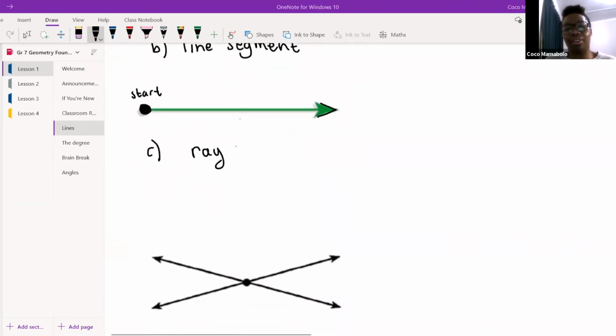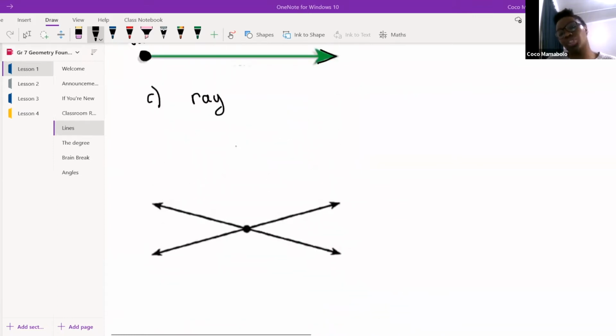Okay, now I'm going to put two lines together. And these lines are crossing each other like this. We can see that it crosses right over here in the middle. And this point where these two lines cross each other is called an intersection. Intersect. Excellent, Letu. Yes, it's called an intersection.